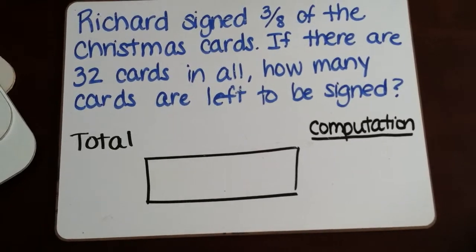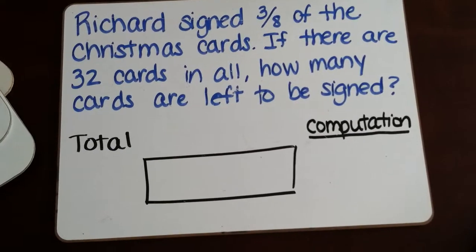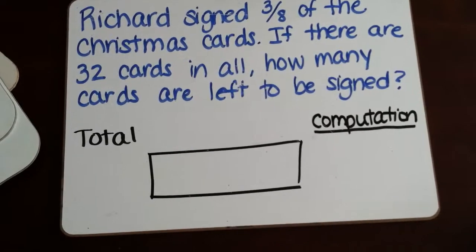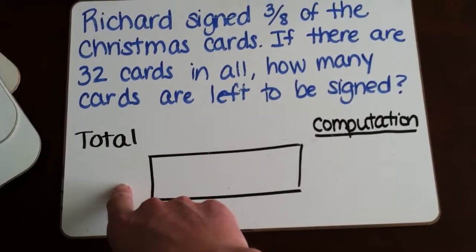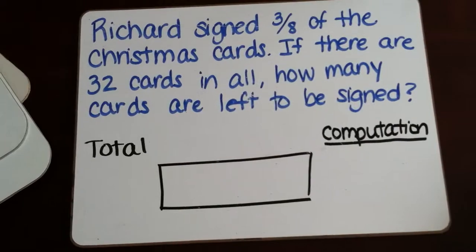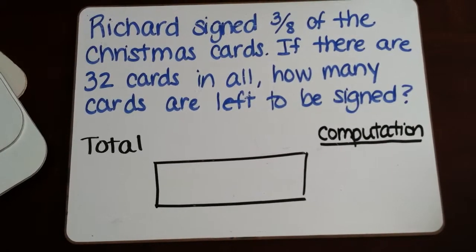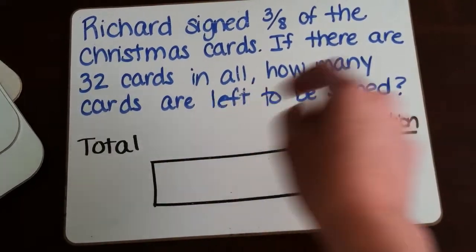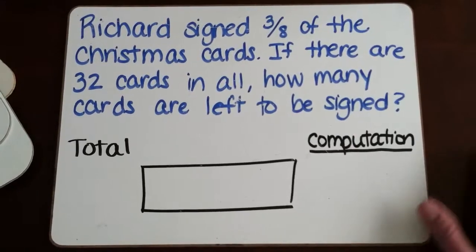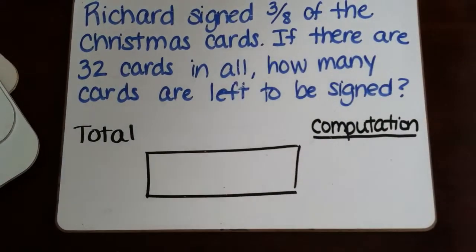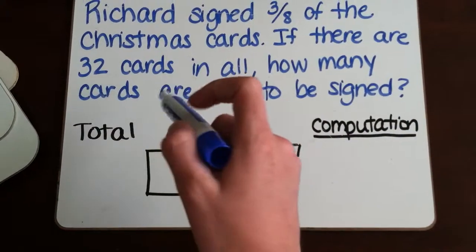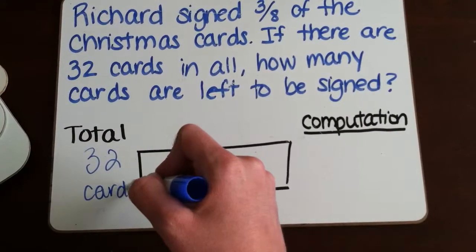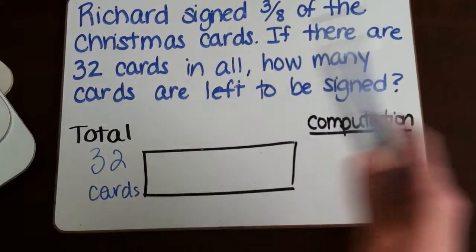Richard signed 3/8 of the Christmas cards. If there are 32 cards in all, how many cards are left to be signed? All right, first things first, we need a total. Do we have one? Look at the problem. 3/8 of the Christmas cards, and that doesn't sound like a total. If there are 32 cards in all, I know from previous experience that "in all" usually means the total. So yes, there are 32 cards in all. So our bar here represents 32 Christmas cards.